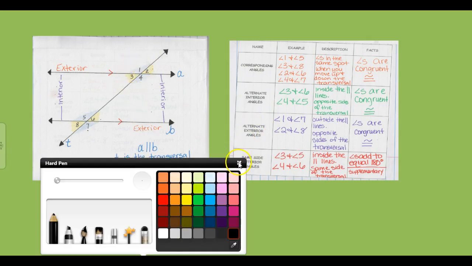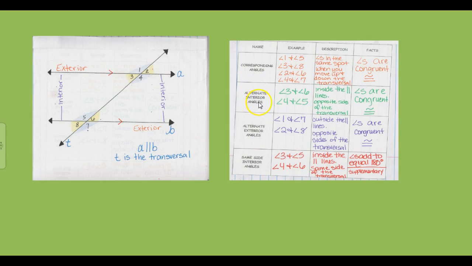And that's the same with alternate interior angles. Alternate interior. If you look, this is your interior, in between the two parallel lines. So everything shaded here is your interior. If we say anything about an interior angle, we are talking about angles 3, 4, 5, or 6, because those angles are in the interior.